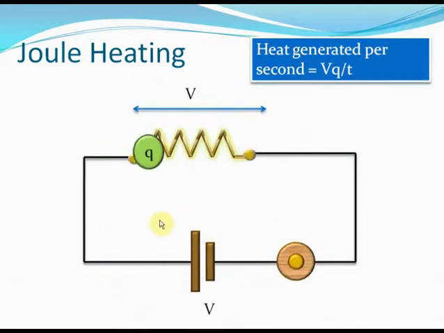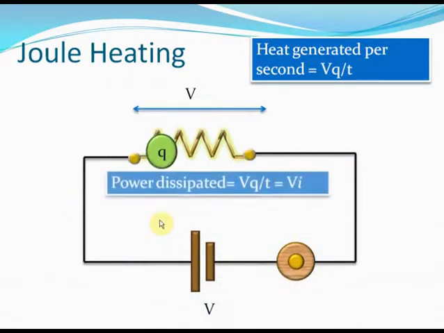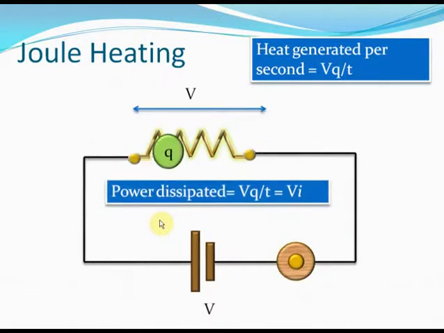But Q by t is electric current, isn't it? After all, electric current is the net charge flowing through an area per second, that is Q by t. So we can say that the net power dissipated in a resistor is equal to VQ by t, equal to VI. Now you must remember this formula because it's very important. The net power dissipated in a resistance is VI.